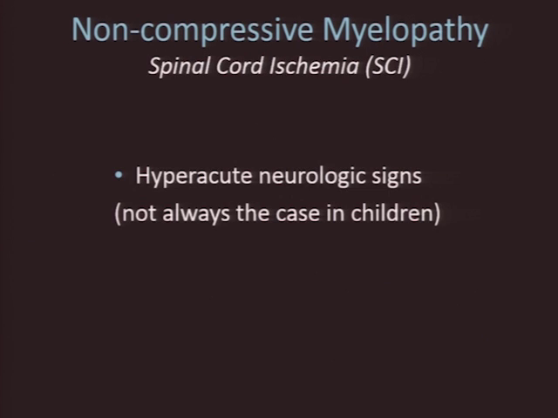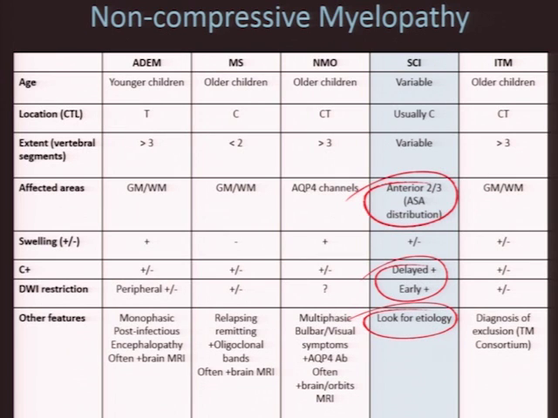Spinal cord ischemia. Hyperacute neurologic signs should suggest that we could perhaps be dealing with a cord infarct, but in children, that, again, is not always going to be the case.